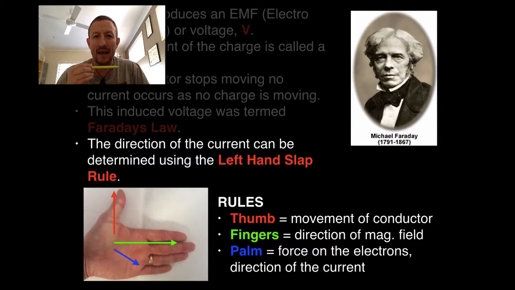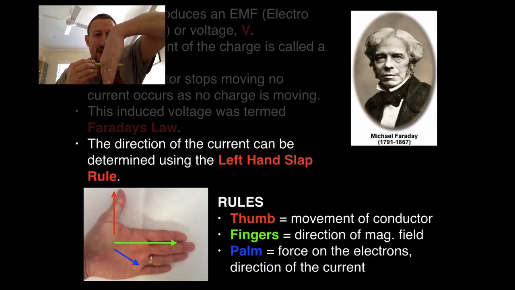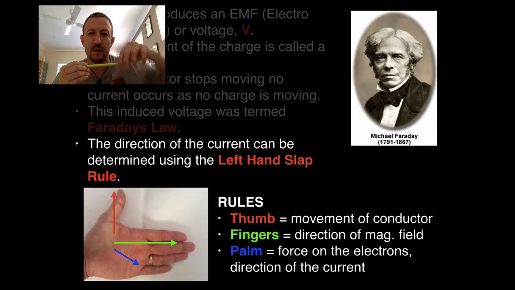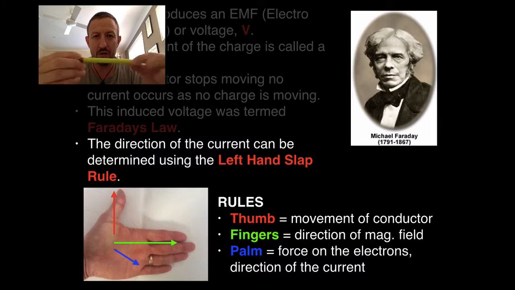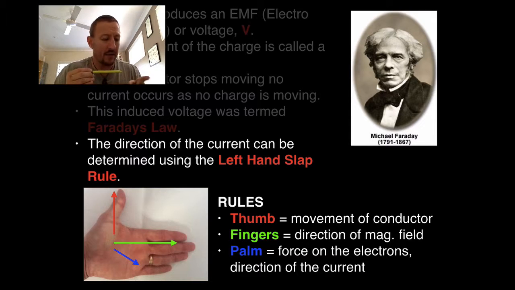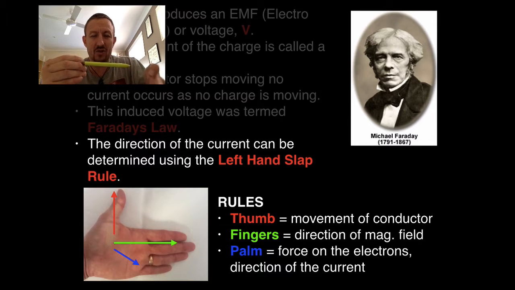Likewise, if I'm coming back out again, the result is they're pushed in the opposite direction. So I can push this way and push the electrons down to this end, or I can pull it back out and the result is they'll come to this end. If I leave it stationary, there's no moving charge. No moving charge means no magnetic field which is generated down here, which means no push, no EMF, no current.